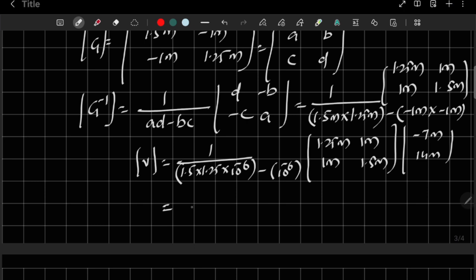then we will get V1 and V2 as 6 volts and 16 volts. Thank you.